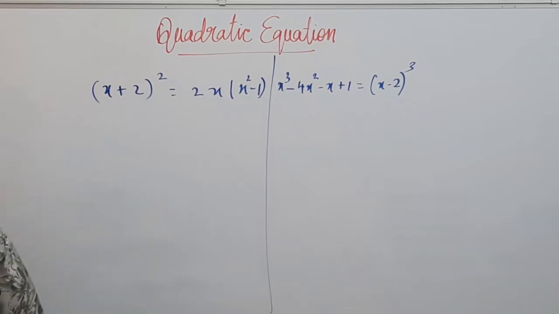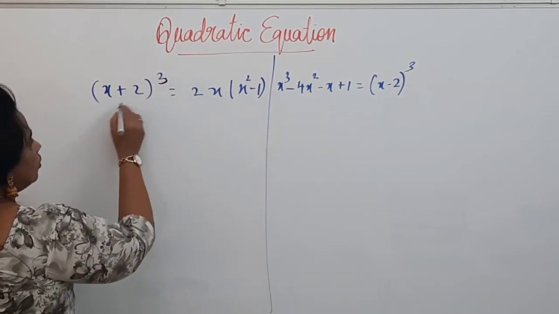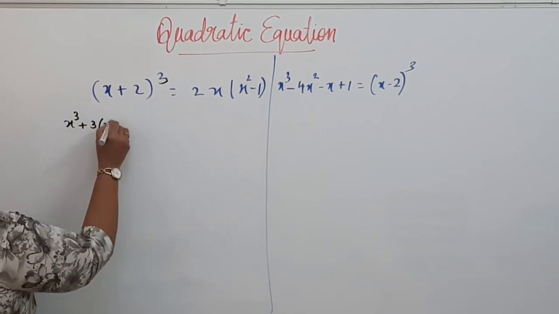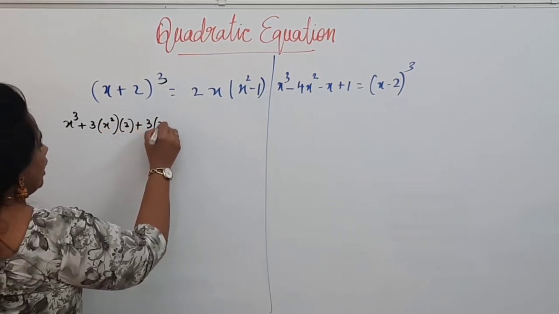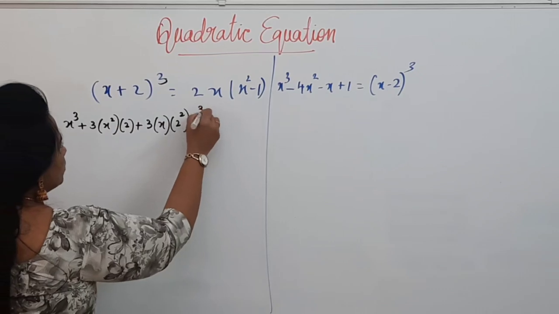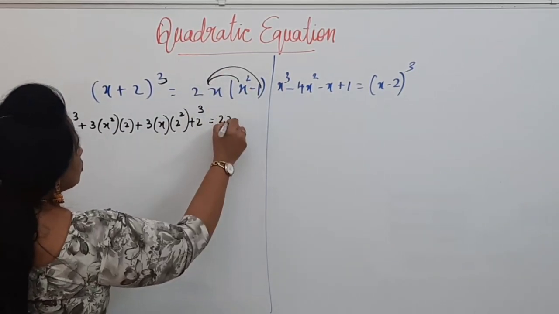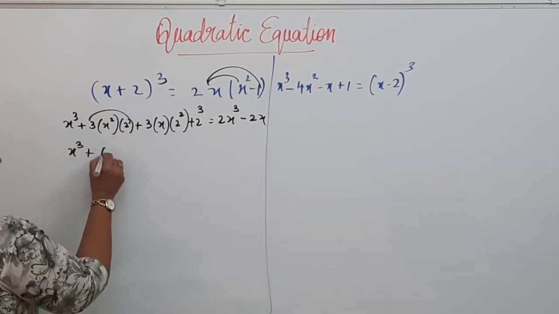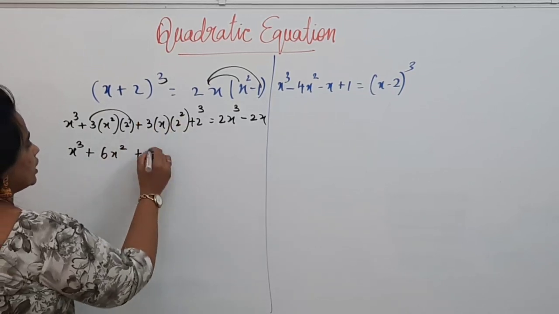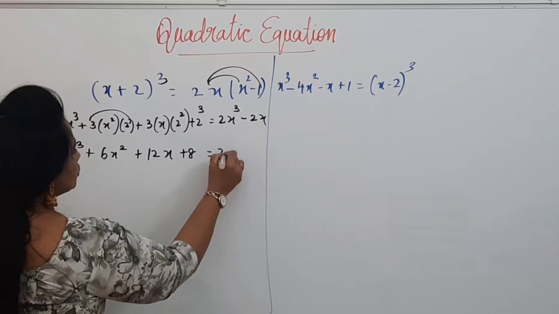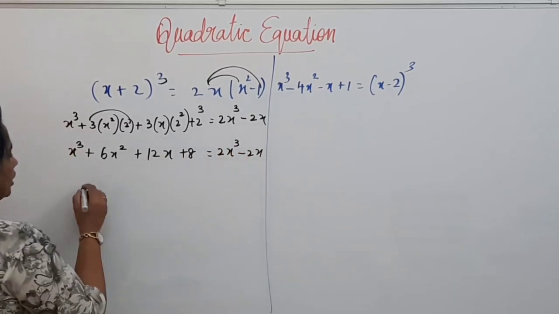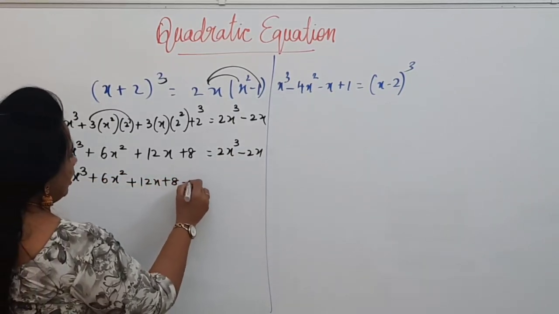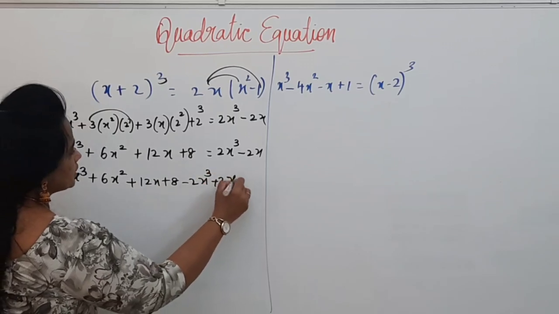This is (x plus 2) the whole cube, so it is the (a plus b) the whole cube form. So, I have my equation, that is a cube plus 3a square b plus 3ab square plus b cube is equal to, I multiply this, 2x cube minus 2x. Now, I simplify further. 3 2s are 6x square plus 2 2s are 4, 4 3s are 12x plus 8 is equal to 2x cube minus 2x. Now, I bring it on this side. So, 6x square plus 12x plus 8 minus 2x cube plus 2x is equal to 0.